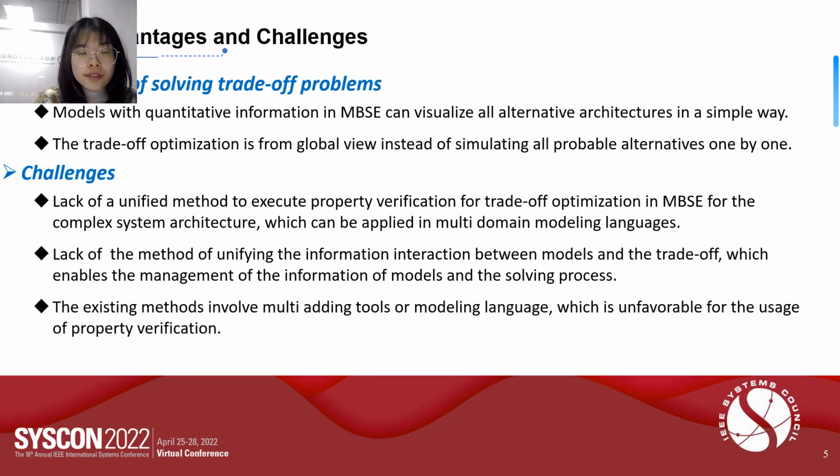So there are some advantages of using property verification for trade-off problems. Using property verification in MBSE can visualize all alternative architectures in a simple way, and the trade-off optimization is from a global view instead of simulating all probable alternatives one by one.